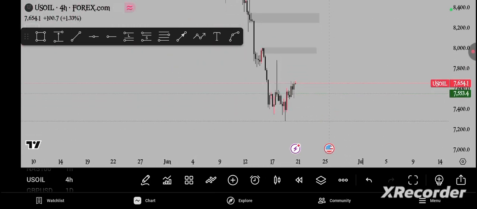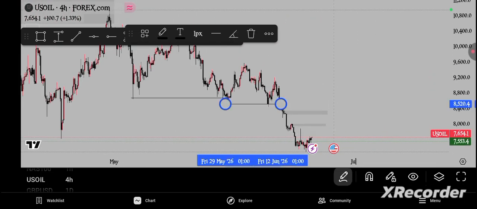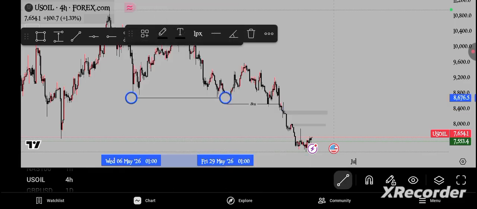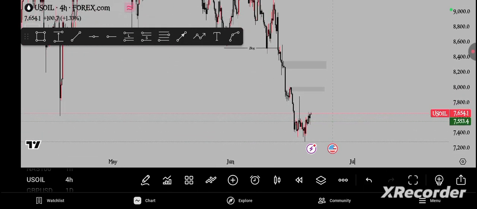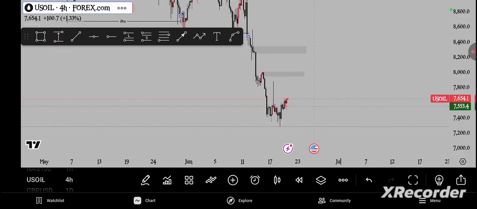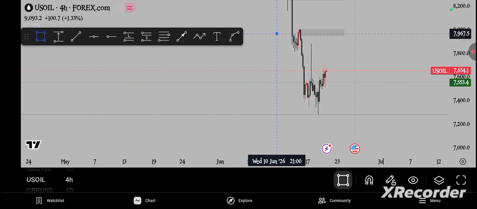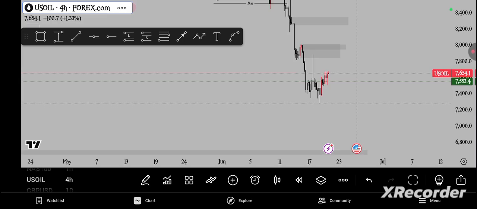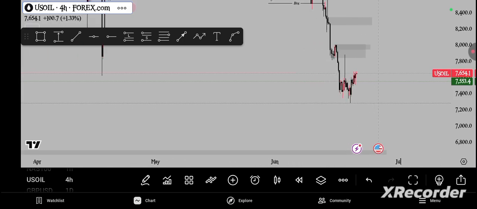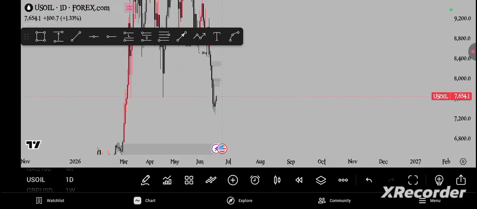US oil, the analysis here is obvious, so I won't say much on this. We have a break of structure to the downside, rally, drop, rally. So these are our supply. You can see price came and tapped into this overall supply and pushed down, but this supply is still a potential one, because on the daily time frame, the rally is still potential.